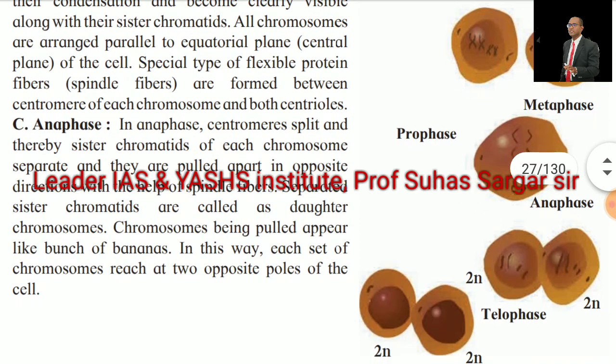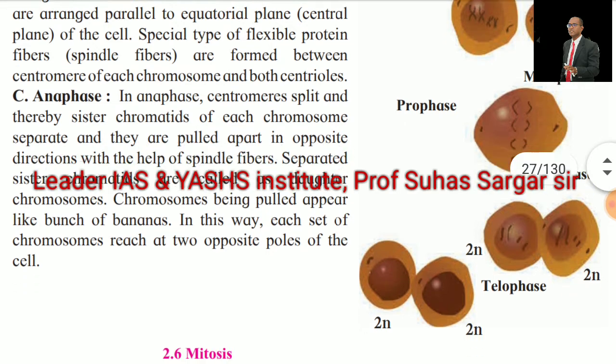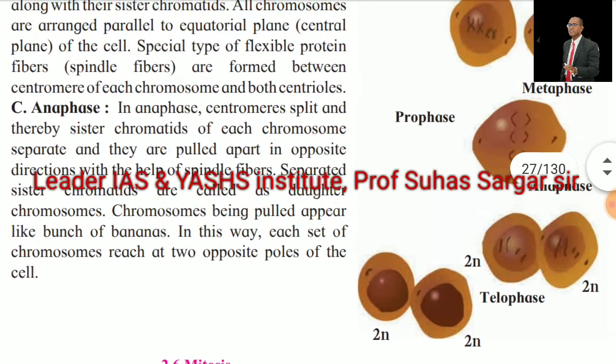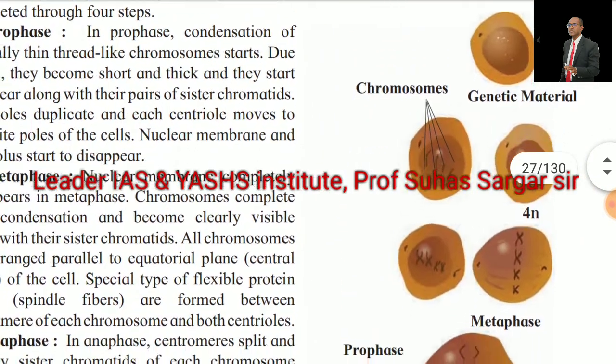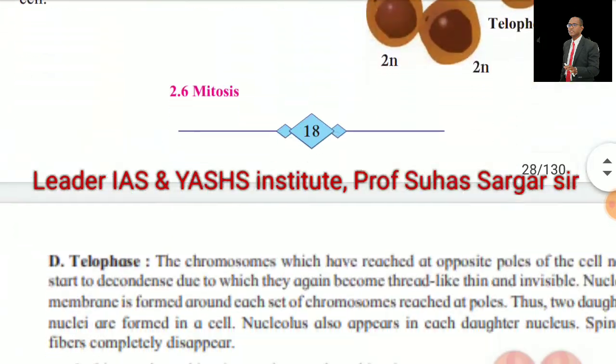Anaphase. In anaphase, the centromeres split and thereby the sister chromatids of each chromosome separate and are pulled apart in opposite directions with the help of the spindle fibers. Separated sister chromatids are called daughter chromosomes. Chromosomes being pulled appear like a bunch of bananas. In this way, each set of chromosomes reaches the two opposite poles of the cell. See the picture of mitosis division.